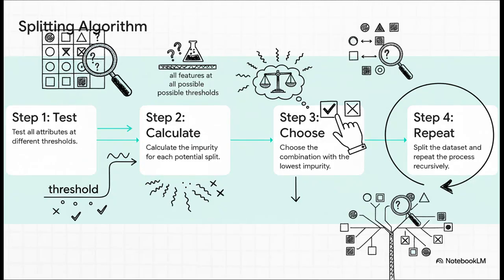So this really lays out the whole game plan, doesn't it? Step 1, test every feature at every possible cutoff point. Step 2, calculate the impurity score for every single one of those potential splits. Step 3, pick the one with the lowest score. And step 4, you take your 2 new, smaller groups, and you just do it all over again. It keeps repeating this process over and over until it just can't make the groups any purer.